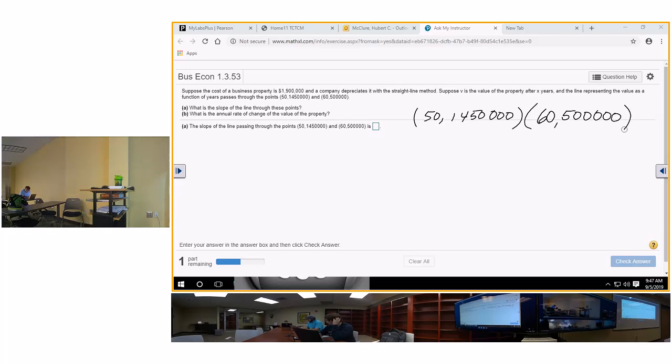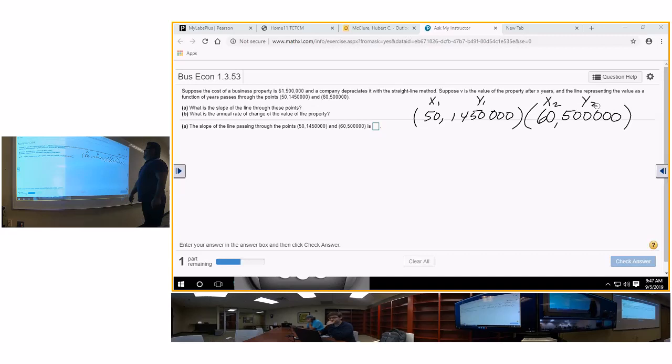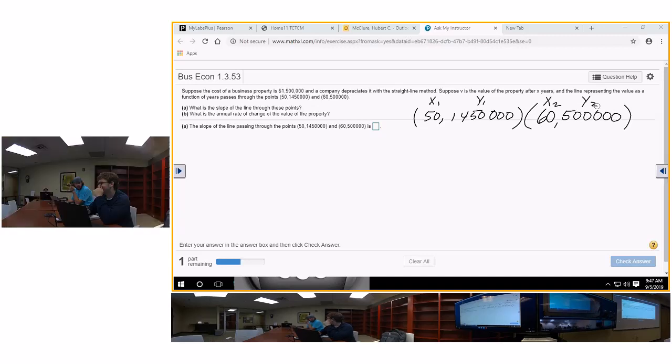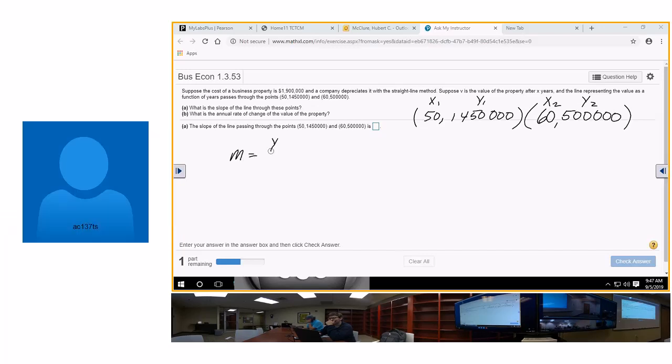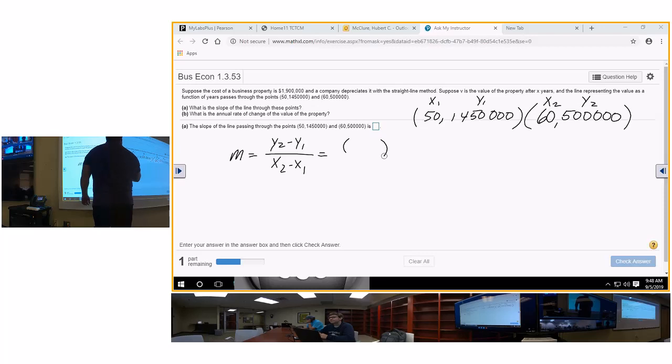All right, this is x sub 1. This is y sub 1. This is x sub 2. And this is y sub 2. Hey, quit cussing, man. So, slope is equal to y sub 2 minus y sub 1 over x sub 2 minus x sub 1. So that's going to give me parenthesis minus parenthesis over parenthesis minus parenthesis.